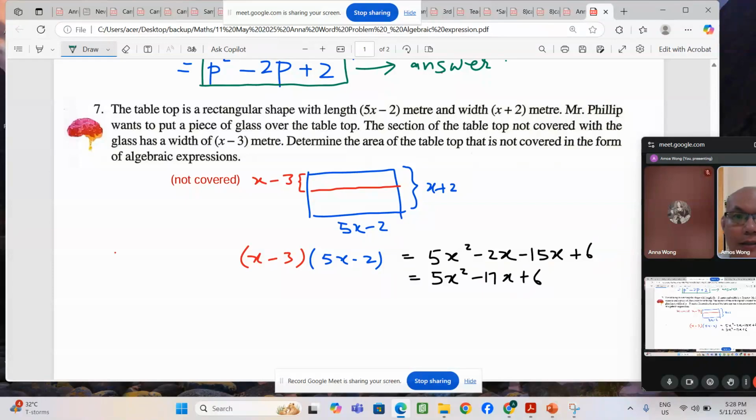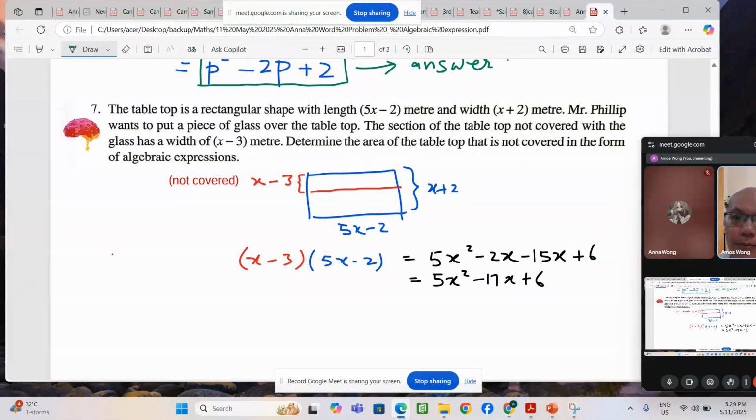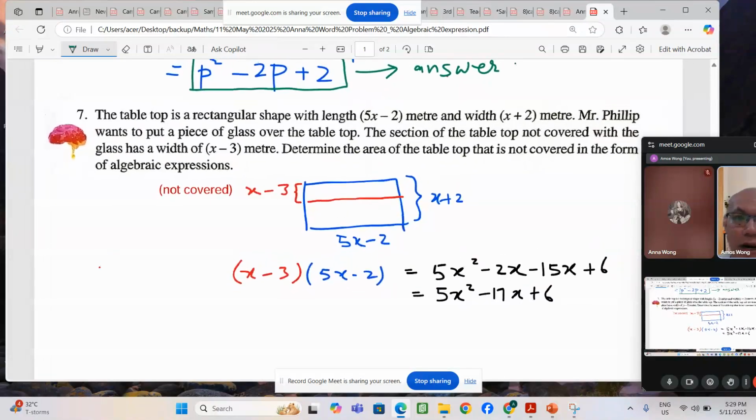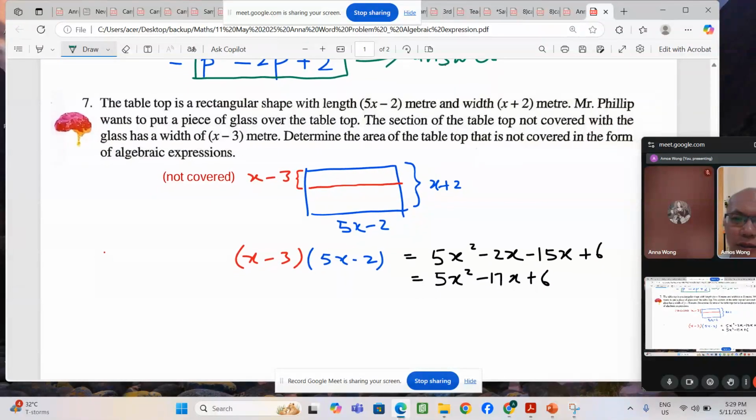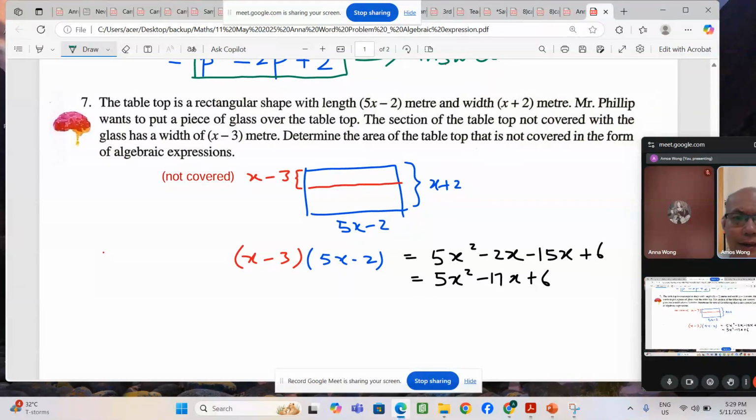Okay, now let's understand this. Let's draw a rectangular shape, just a rough one. You don't need to measure right angles and all that, no need. Just draw. Okay, so assuming the length is 5x - 2, this is the length, and the width is x + 2.